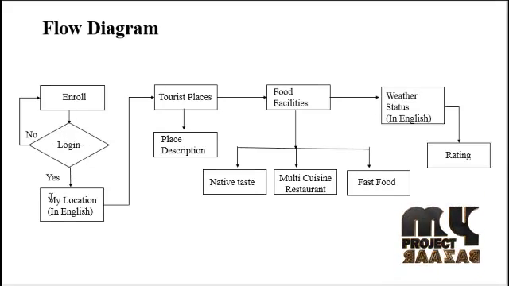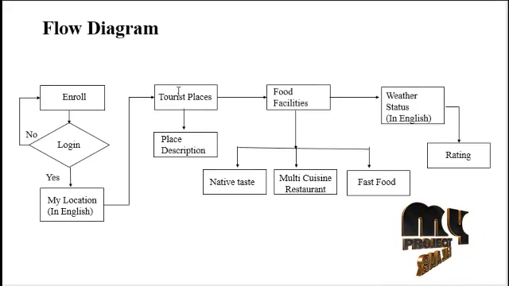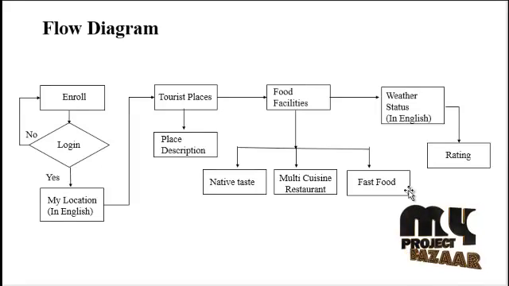Once the user has logged in, their current location will be displayed, and then the user can view the tourist places, food facilities, or weather status, or they may give a rating. First, the tourist places in Madurai are listed. Once they click the place name, the place description, like the information, the opening and closing time, and the map location, will be viewed. In food facilities, it displays three kinds of hotels with the address: native taste, multi-cuisine restaurant and fast food. All the details of the hotels available in Madurai will be available.